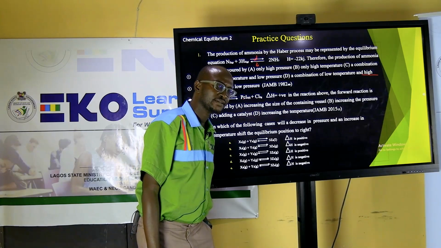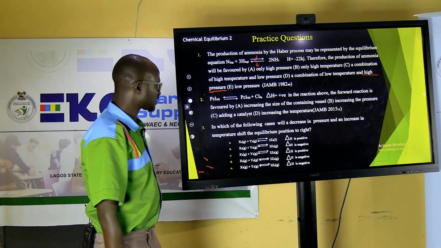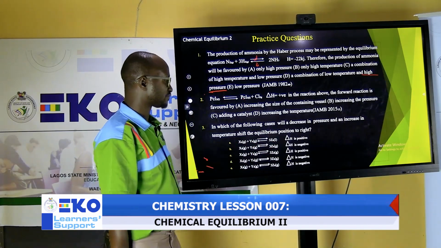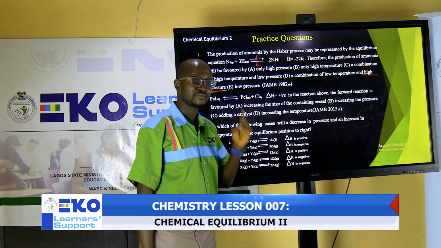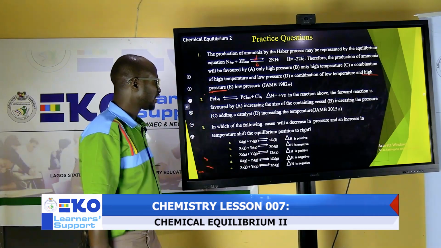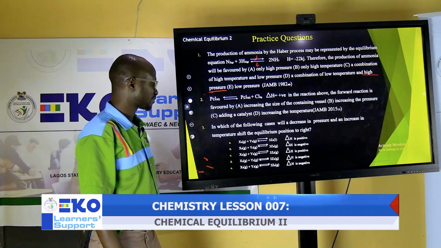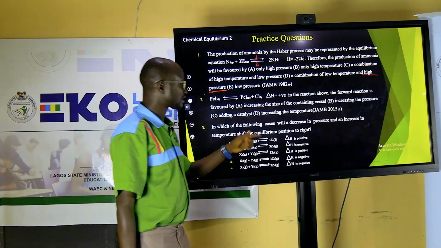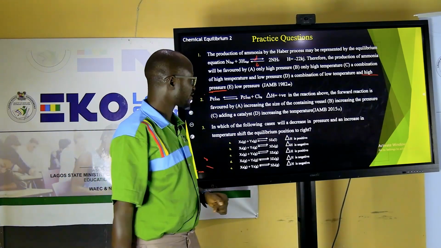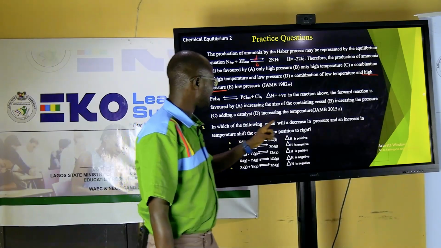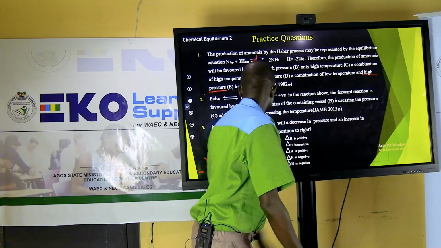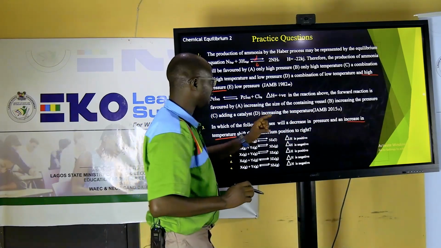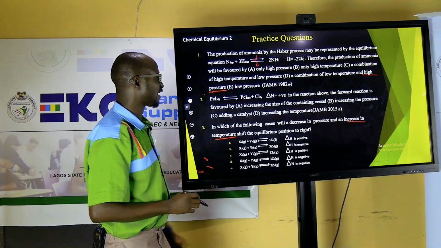Did I hear somebody say A? Okay, let us consider option A. This is an endothermic reaction. So the forward reaction, remember, for an endothermic reaction can only be favored by an increase in temperature. So that means A has passed one of the tests, increase in temperature. Remember, it takes two to tango in this particular question. A has satisfied increase in temperature. Now let's see whether A will satisfy decrease in pressure.